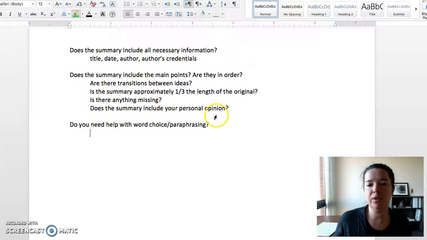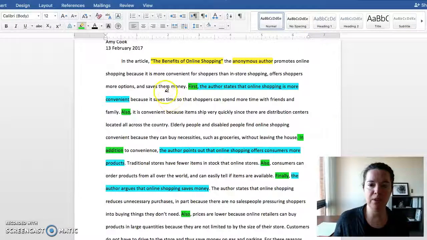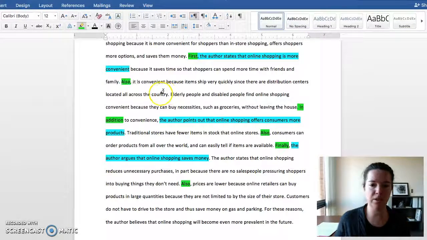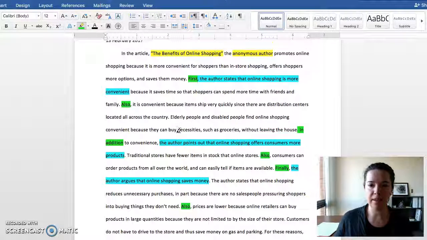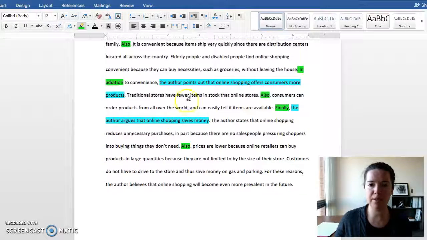And does the summary include your personal opinions? This is the time to look down through it and make sure you're not saying I, me, or you. So take a minute to look through yours for that. And this is all stating what the author's opinion is and not mine, so that's good.